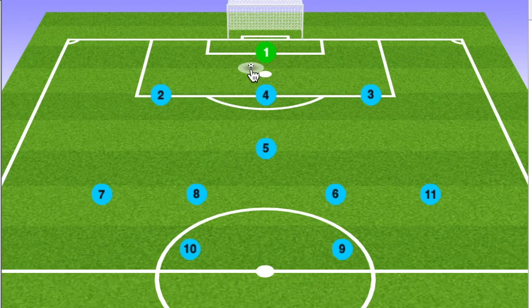Okay, next we're going to look at the build-up play. We're going to do this without any defenders, just so that you guys can see the movements that are available.